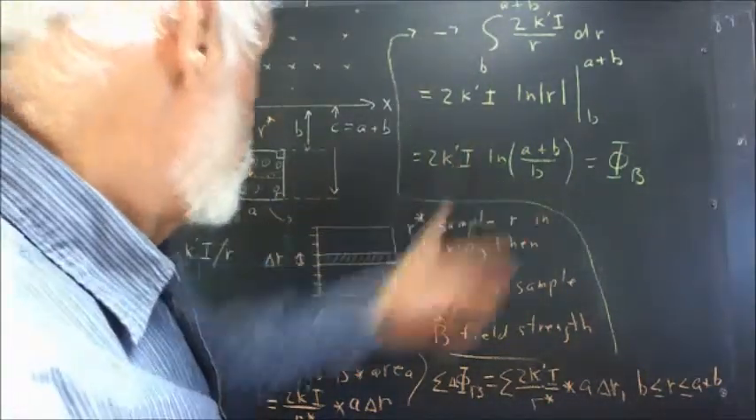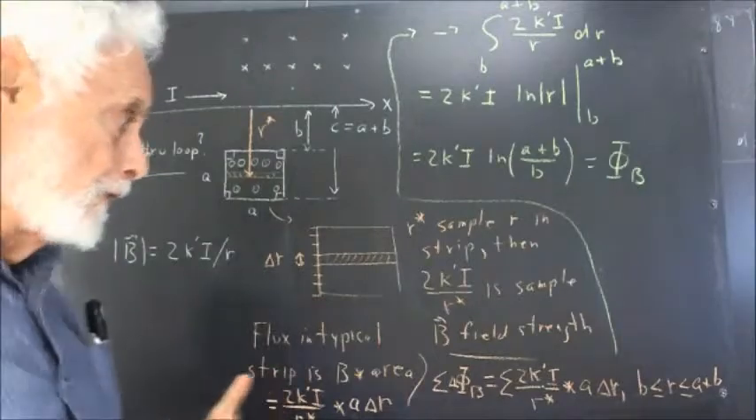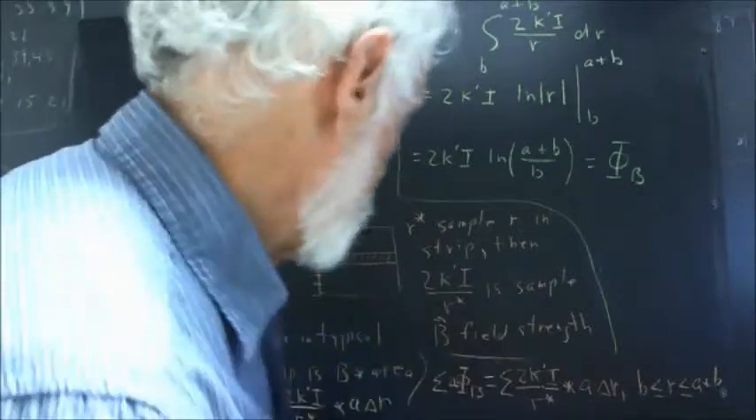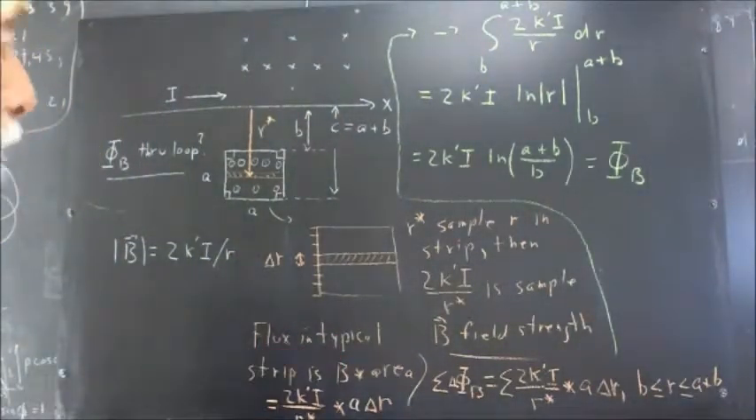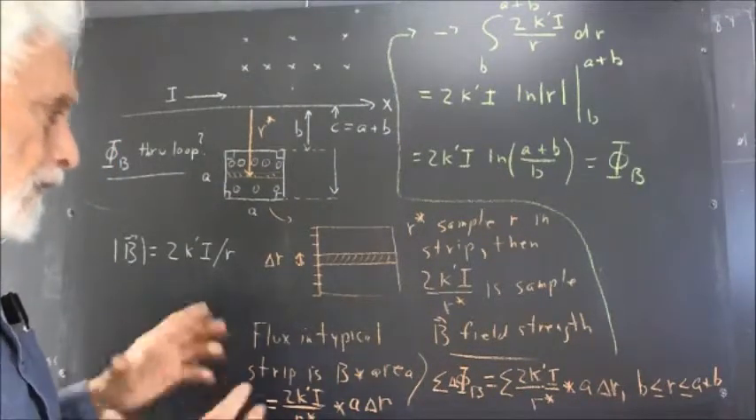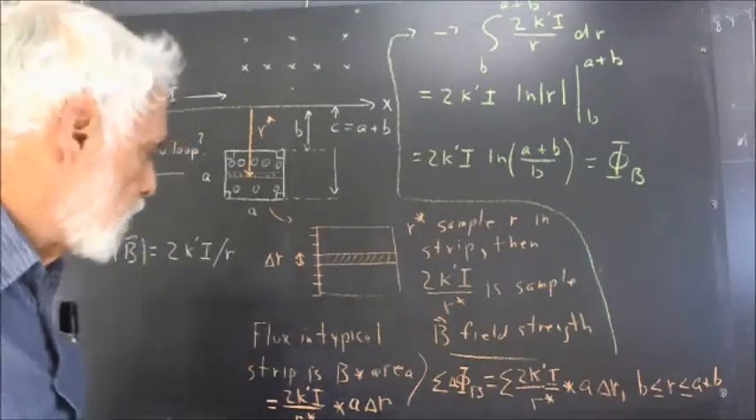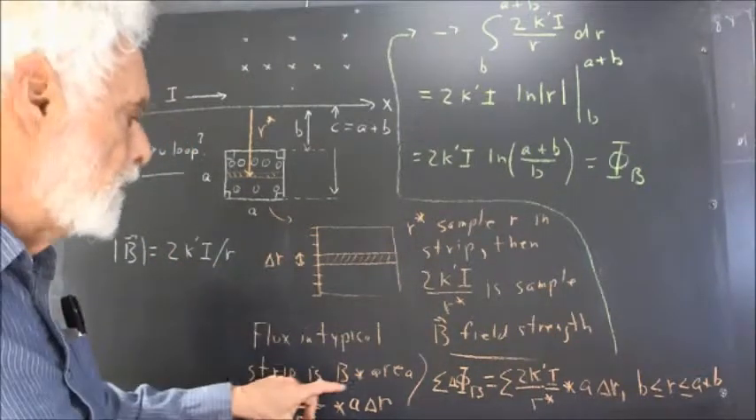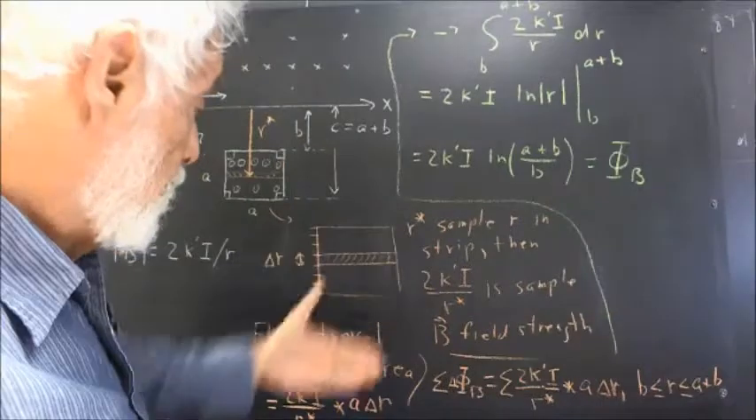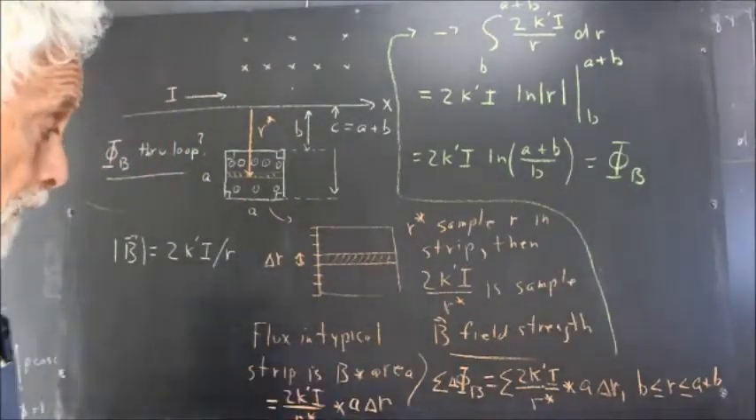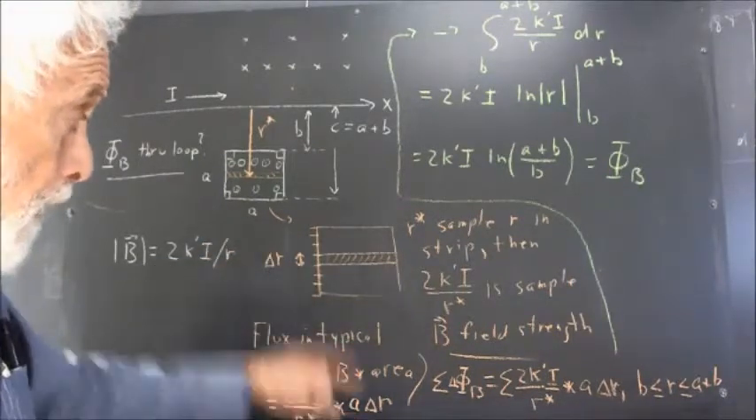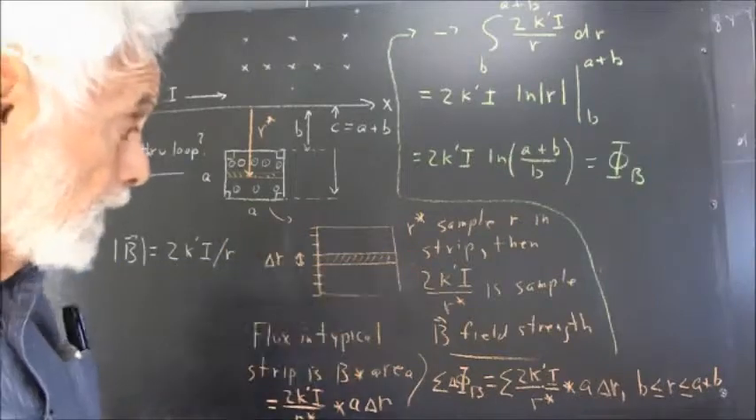Then the representative approximation to the field is going to be 2K prime I over R star. Okay, that's a sample magnetic field strength. So the flux is just going to be, this is just the magnitude of the flux. I'm not worrying right now about the sign of the flux. But the magnitude of the flux is going to be the magnitude of B times the area. The magnetic field is perpendicular to the plane of this loop, so it's just magnetic field times area, which is 2K prime I over R star, multiplied by the area, which I said is delta R times A, the width and the length of the strip.